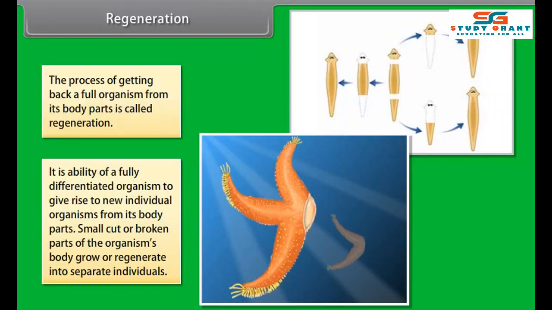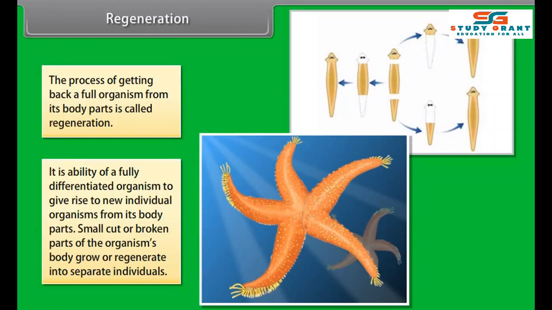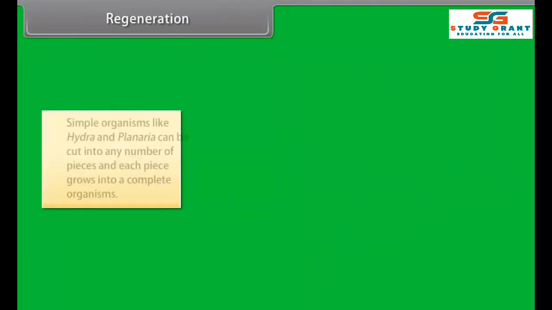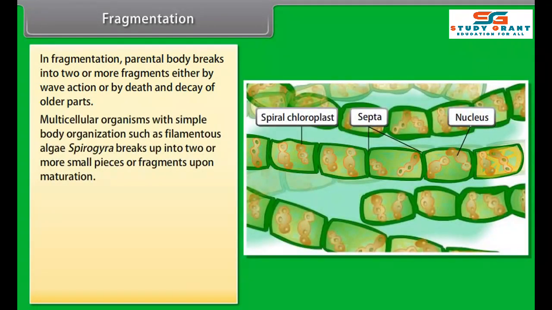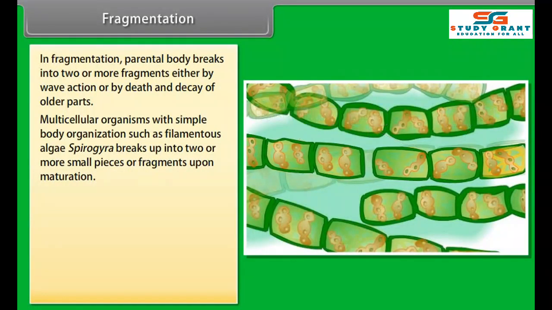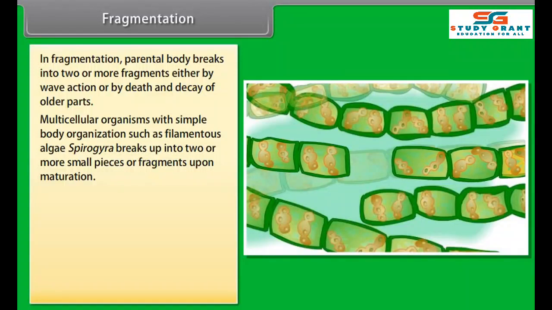Regeneration. The process of getting back a full organism from its body parts is called regeneration. It is the ability of a fully differentiated organism to give rise to new individual organisms from its body parts. Small cut or broken parts of the organism's body grow or regenerate into separate individuals.